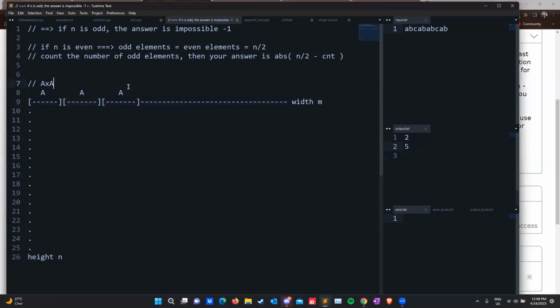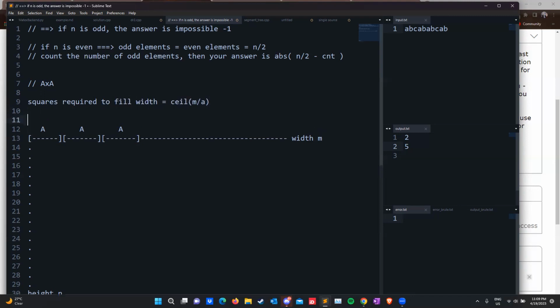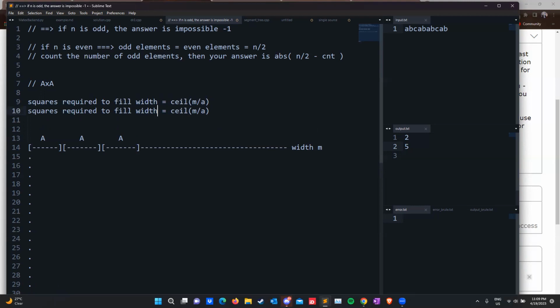Yeah. So it will be just ceil of m by a, right? And similarly, this will be the squares required to fill the width. And due to symmetry, I can say that the number of squares required to fill your height will be equal to ceiling of n by a.